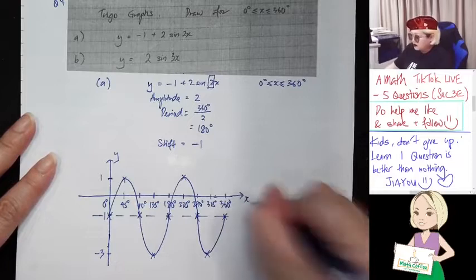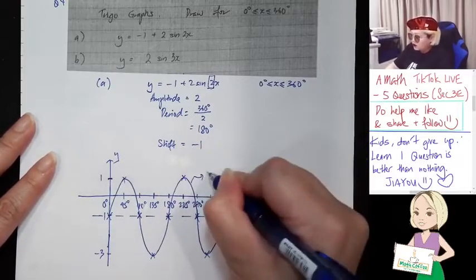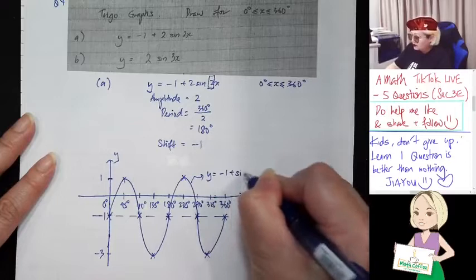Okay, label x, label y, and then of course label the graph as y equals minus 1 plus.